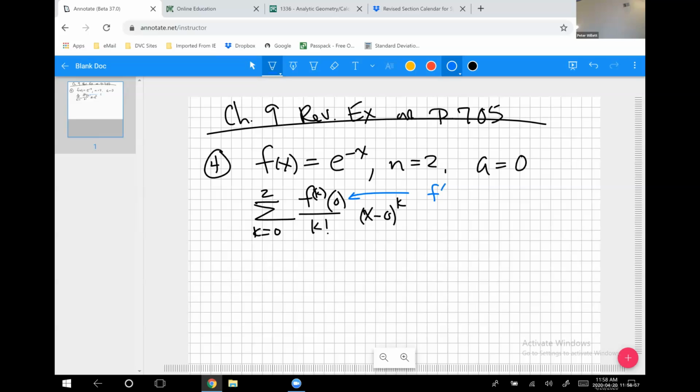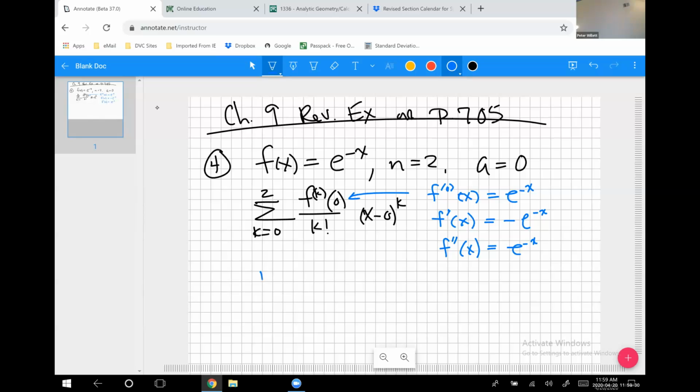So f, the 0th derivative of the function, is the function. So that's e to the minus x. The first derivative of the function: if I take the derivative of e to the minus x, by the chain rule, a minus 1 pops out, and I get minus e to the minus x. I take the second derivative, I take the derivative again, another minus pops out, getting me back to e to the minus x. And then we have to evaluate these at 0 and plug them in to get the coefficients.